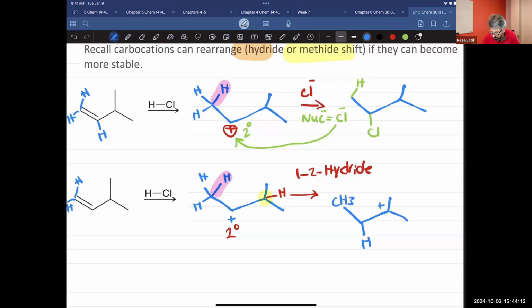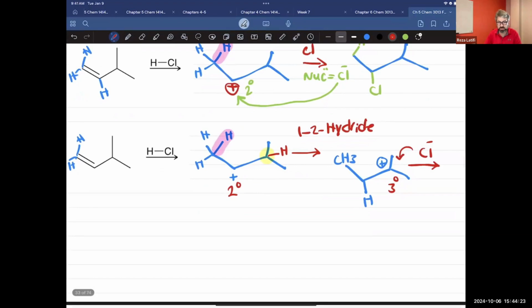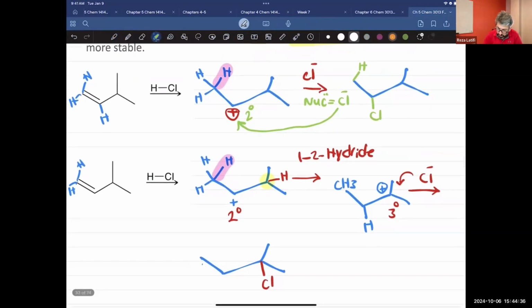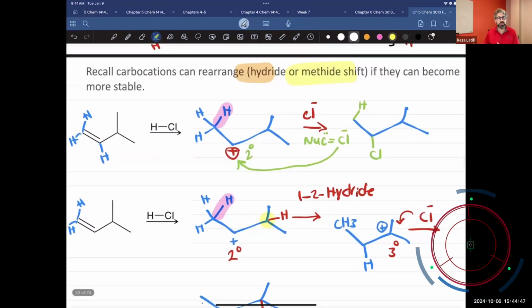And now we will have a tertiary carbon. This tertiary carbon will be attacked by chloride, and because it's more stable than secondary, your final product will be this. So chloride will be added here. As you see, instead of adding the chloride to the second carbon, the chloride is now added to, if we start from the left, the third carbon. So if there is a chance to do a rearrangement to get a more stable carbocation, then do it. Thank you very much.